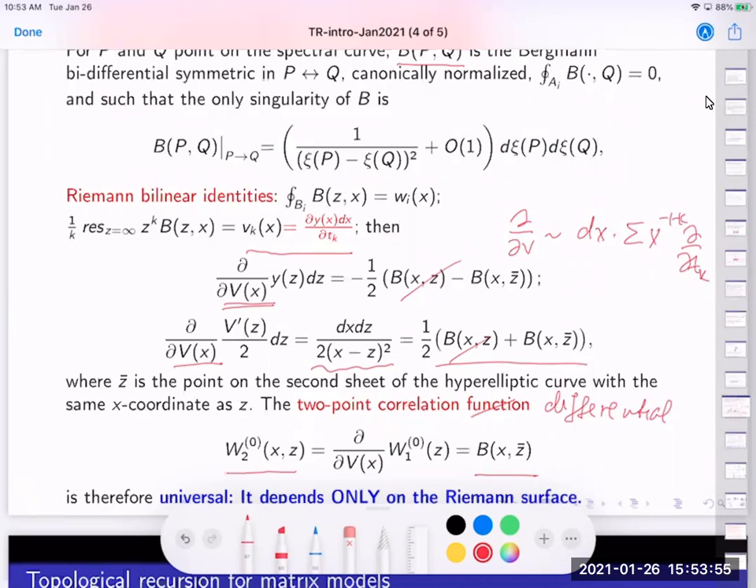Leonid, quick question. Is it true that W2 can also be written as a second partial differential with respect to Vx and Vz applied to the partition function? Yeah, that's true, right? And that Wn can similarly be written as an nth order derivative. Yes, so they all can be obtained from the partition function.